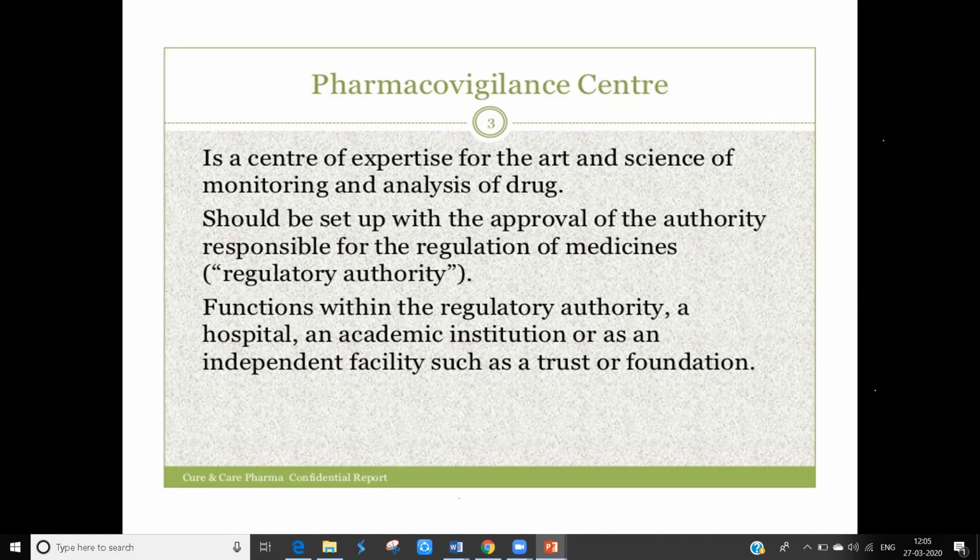They are called the regulatory authorities, and they share all this information with the DCGI, the Drugs Controller General of India. Also very importantly, in India we have another body, the CDSCO, the Central Drugs Standard Control Organization, for regulation of drugs. That, along with the DCGI, is responsible for any kind of regulatory activities in India. A pharmacovigilance center can be within the regulatory authority, a hospital, an academic institution, or an independent facility like a trust or a foundation, apart from hospitals.